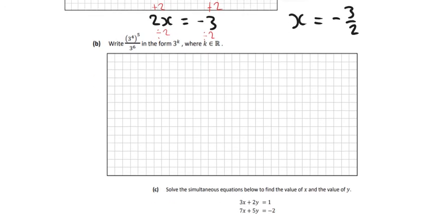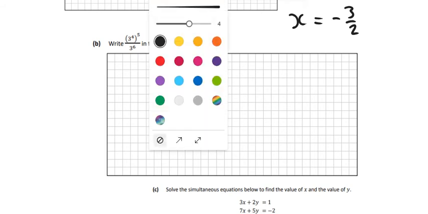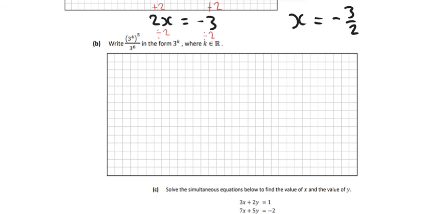So part B then. This is an indices question. It's very simple if you know all the rules of indices. The best thing to do is look at the top part first. You've got 3 to the power of 4 to the power of 5.